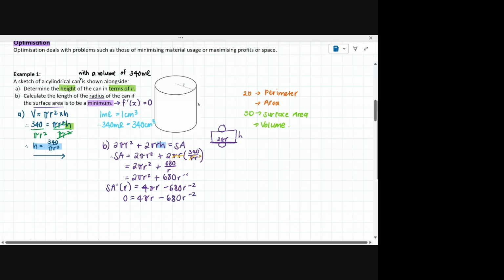And now we solve for r. Now, guys, from this point, you don't need the negative exponent, so put it back into its positive form. So 680 over r squared is equal to 4 pi r, and you can solve for r much easier.